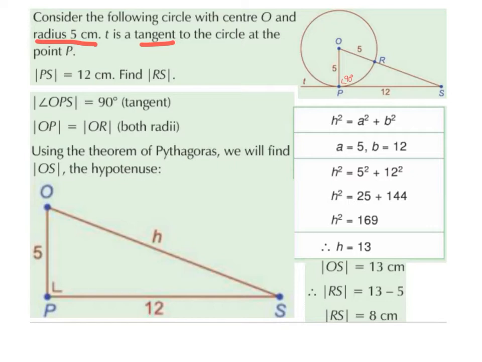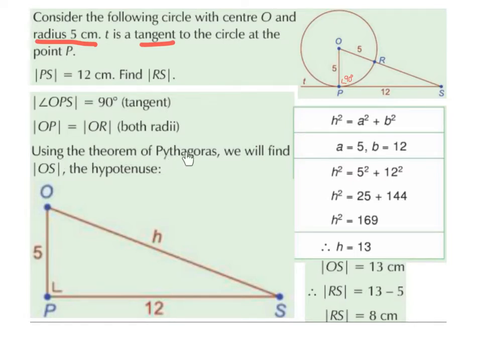And it's also important to note that the length of OP, which is 5, is equal to the length of OR, which is also 5, because they're both radii to the circle. So they're both 5.